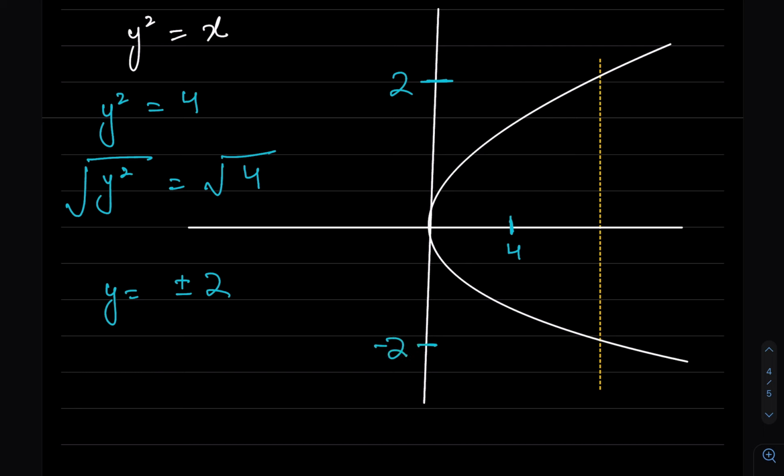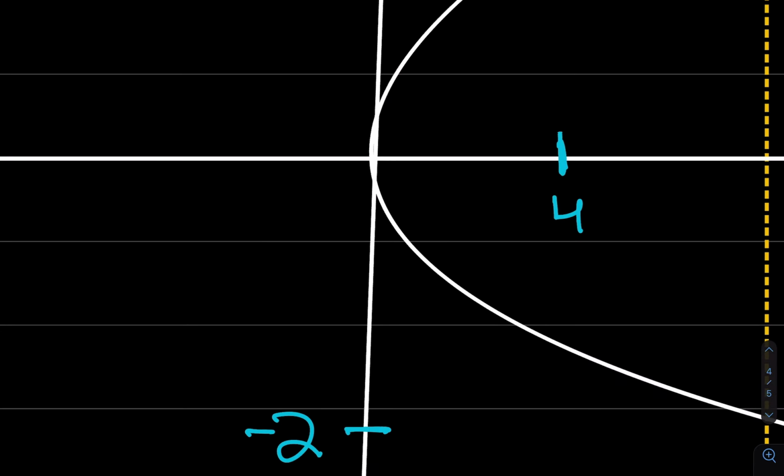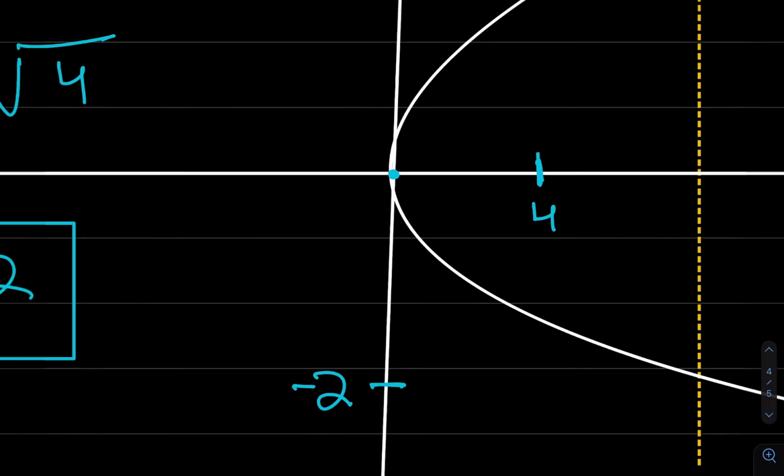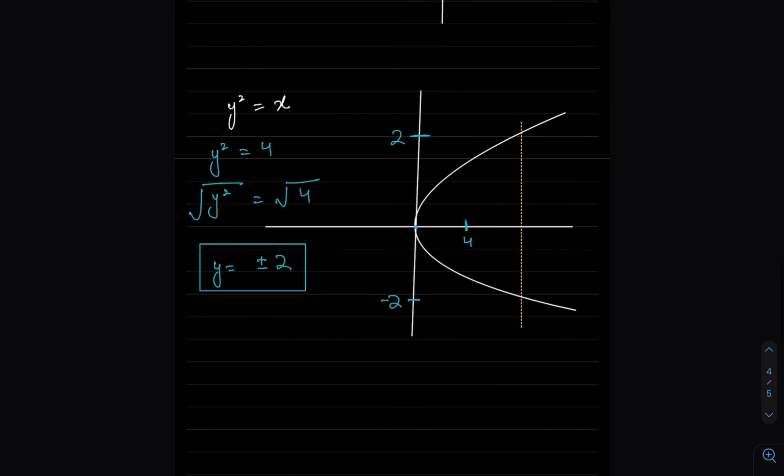Okay, and as you guys can see, these are two outputs, and the way we defined a function was: in a function, you can only get one output for every single input. You must have one and only one output. Now we know that this is not a function, but look at this point right here. This point has only one output, so do we consider this as a function then? No, we're not going to consider this as a function.